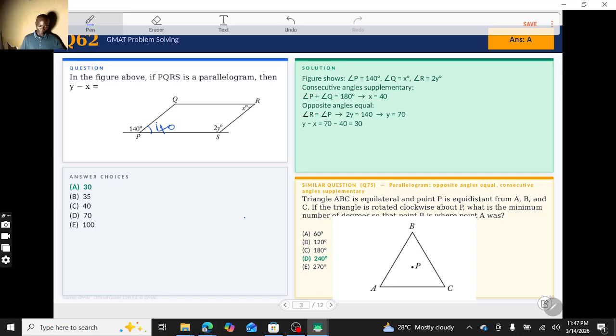Also, because this line is parallel, where is 2y and where is 140 are equal. So first we have s equals 40, and we have 2y equals 140, of which y equals 70. But we are looking for y minus s, which is 70 minus 40. This equals 30. And here is a similar question that you can attempt.